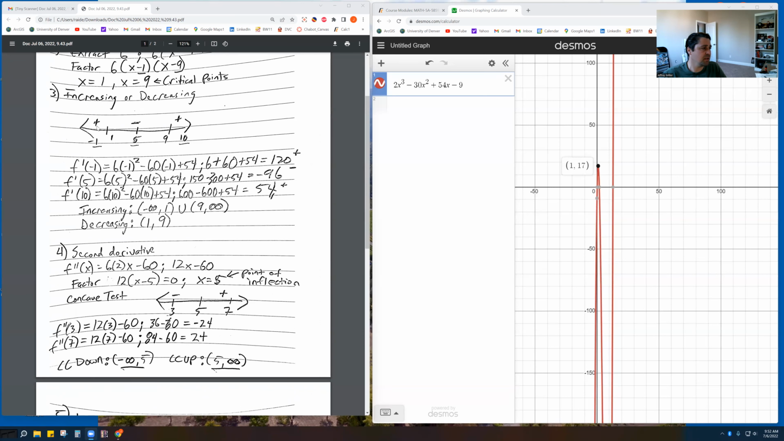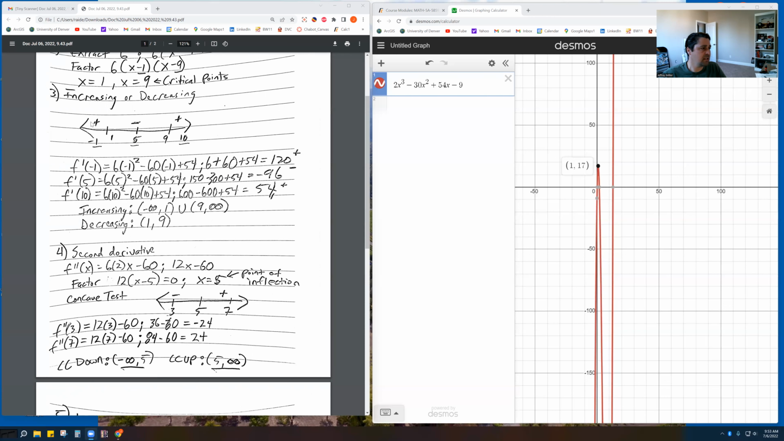Okay, right here, if we did 5, remembering that our critical points are 1 and 9, then we end up with the first derivative of the function at 5. This all comes out to -96, so we have a decrease here. And then if we did 10, on the other side of 9, we end up with positive 54.